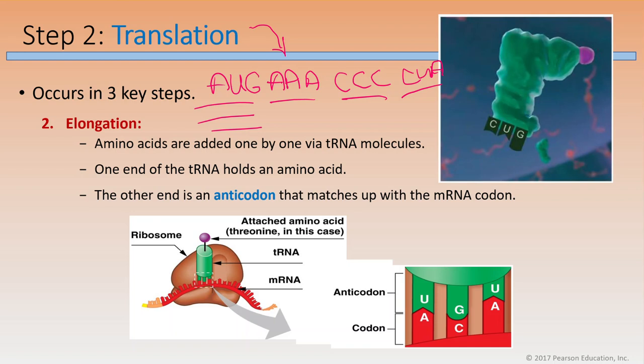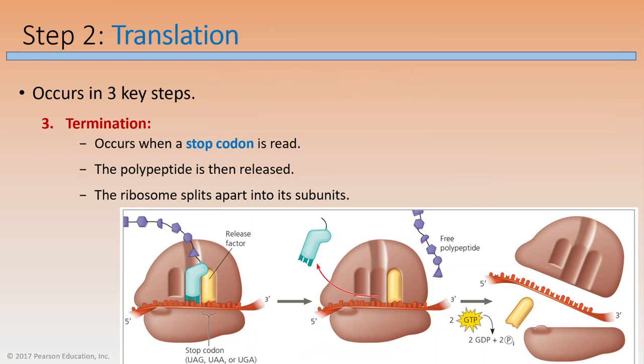Finally, that third step is going to be your termination. And in this case, termination stops. So the reading of the molecule, the adding of amino acids, stops as soon as you reach what is called a stop codon. So you start at AUG, which is your start codon. Keep reading every 3 pairs. So every codon is every 3 base pairs until you reach a stop codon.